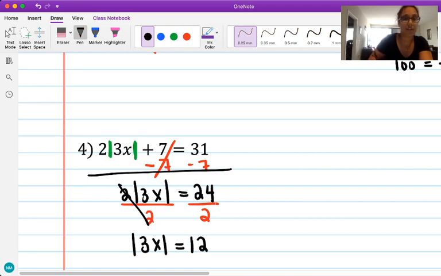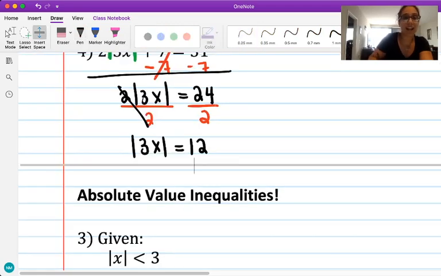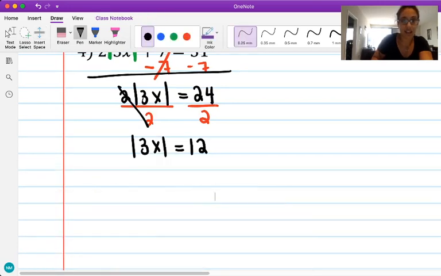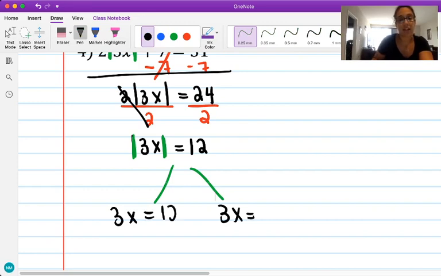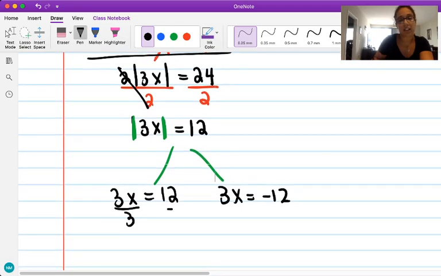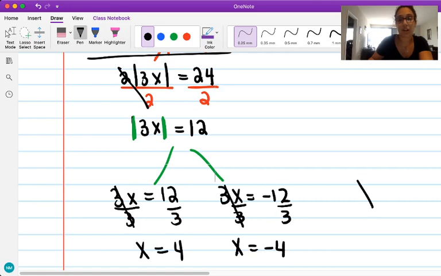Now this is isolated, so now I can split. I have 3x equal to 12 and negative 12. And so you divide by 3 on all ends. And so I get x equals 4 and x equals negative 4. So x equals plus or minus 4. I'm going to let you check that answer on your own.